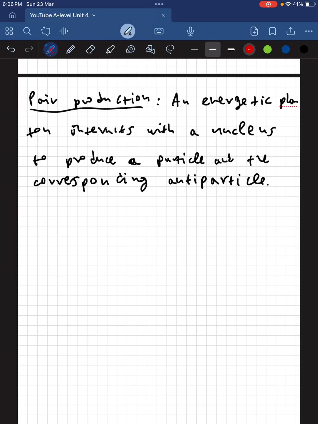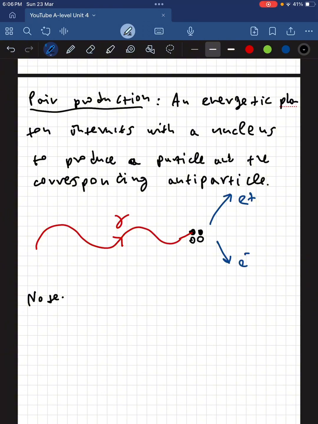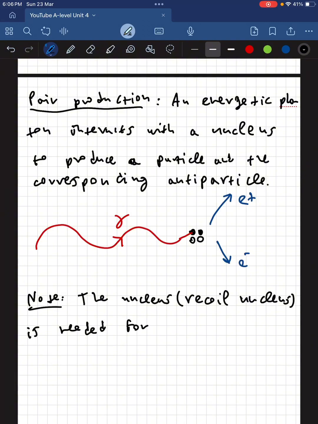Since I used red for the photons earlier, I'm going to use red now. Let's say we have a photon, and let's suppose that this is a nucleus. Open circles mean, let's say, neutrons, and closed circles mean protons. So the photon interacts, and we have a positron and an electron coming out. So why do we need the nucleus? For momentum conservation again. So I'm going to put this as a note here. Note, the nucleus, which is sometimes called the recoil nucleus, is needed for momentum conservation.